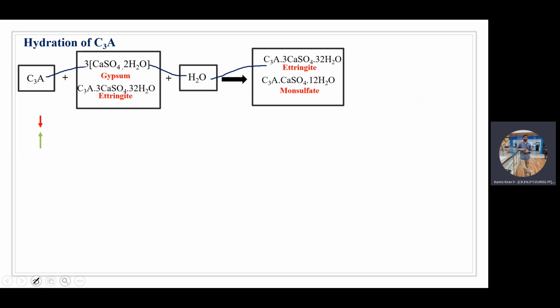And then once the ettringite is formed, ettringite will come and react with the C3A compound. In the presence of water, it produces a product which is called monosulfate. So that's how the hydration will happen with respect to C3A compound. Remember, here C3A is mixing with the gypsum along with water.